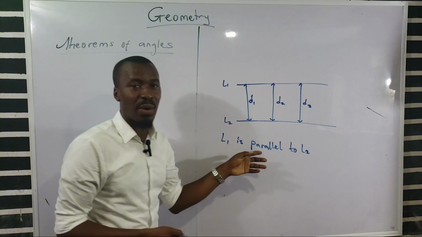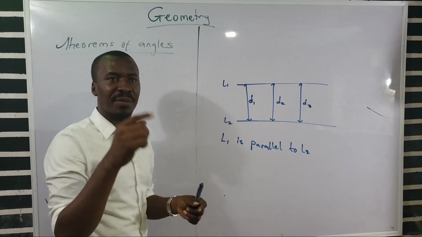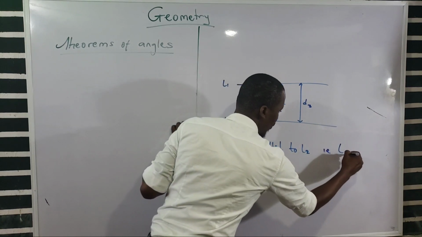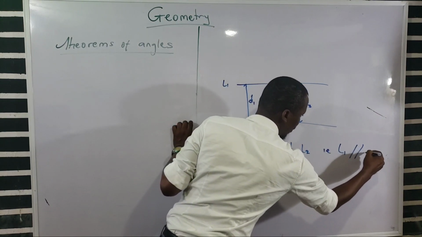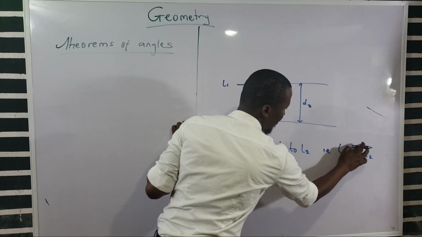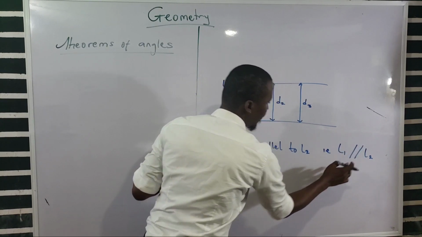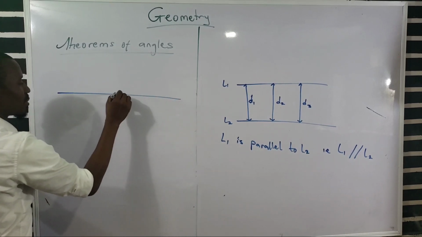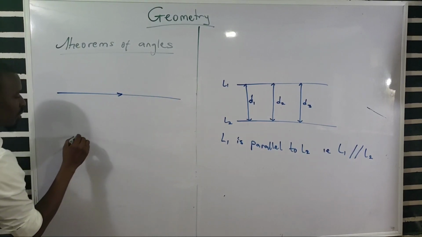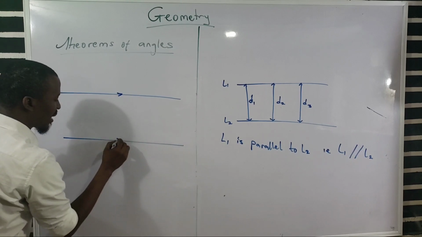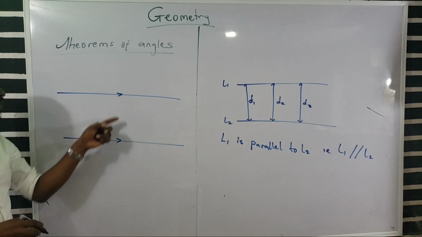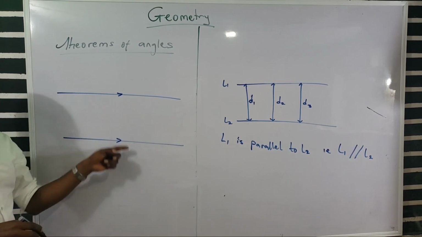So we see that the two lines are what? Parallel. Now we have a symbol we use for it. So you can say that line 1 is parallel to line 2. So this is the symbol we use for parallel lines, okay? And most times in mathematics, we use an arrow to show that two lines are parallel. So whenever you see an arrow like this, it simply means that the two lines are what? Parallel.